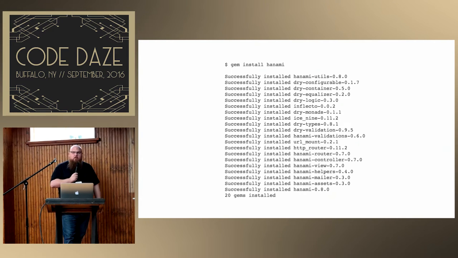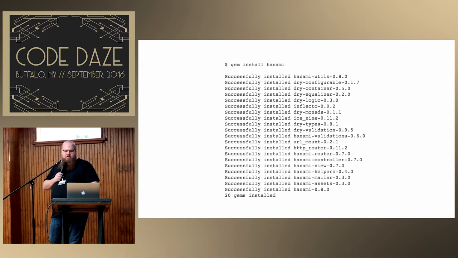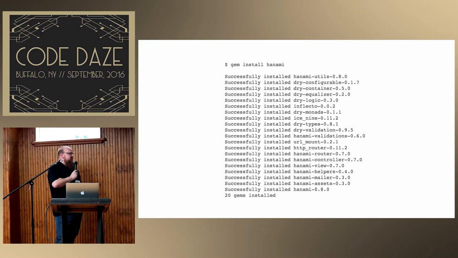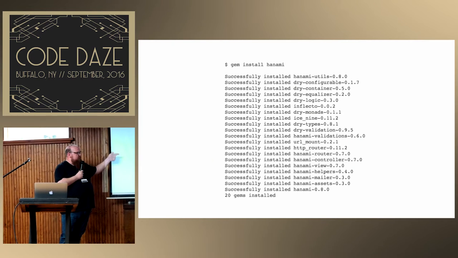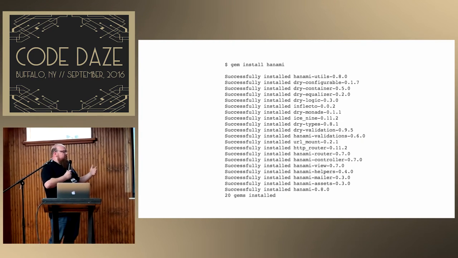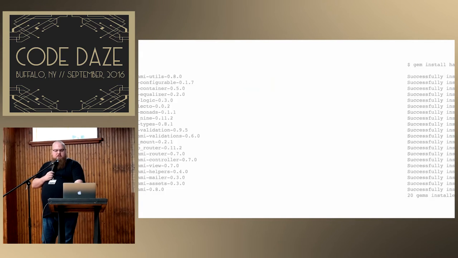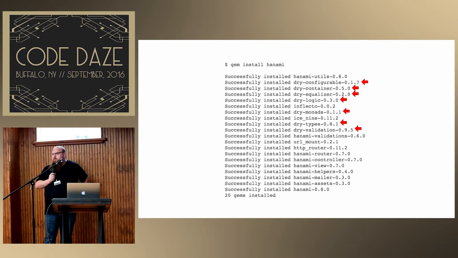As any good Ruby project, we can install it with gem install hanami, and it has 20 dependencies it relies on. I don't know if you can see, there's really two sections. You have some actual Hanami gems, and they're all the router, controller, view, models. They're all broken out into individual modules. But then you also have these gems that start with dry. Hanami started working with dry-rb recently.